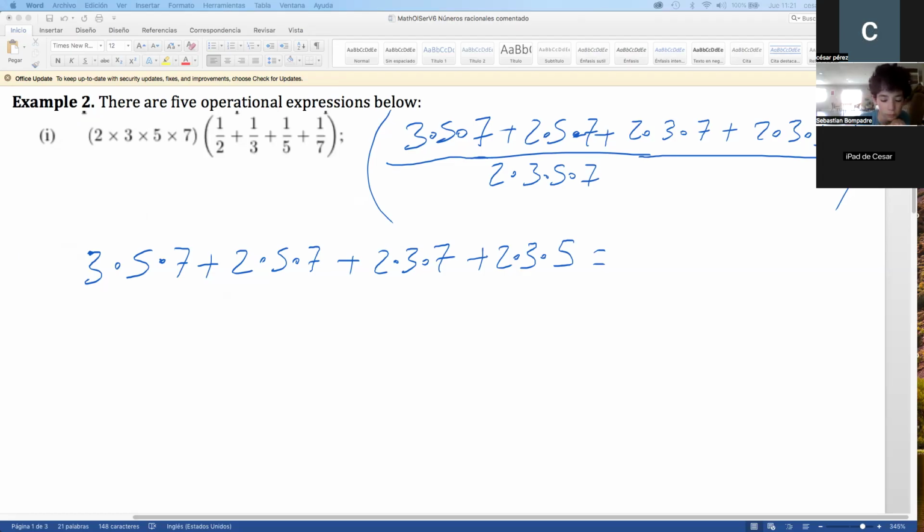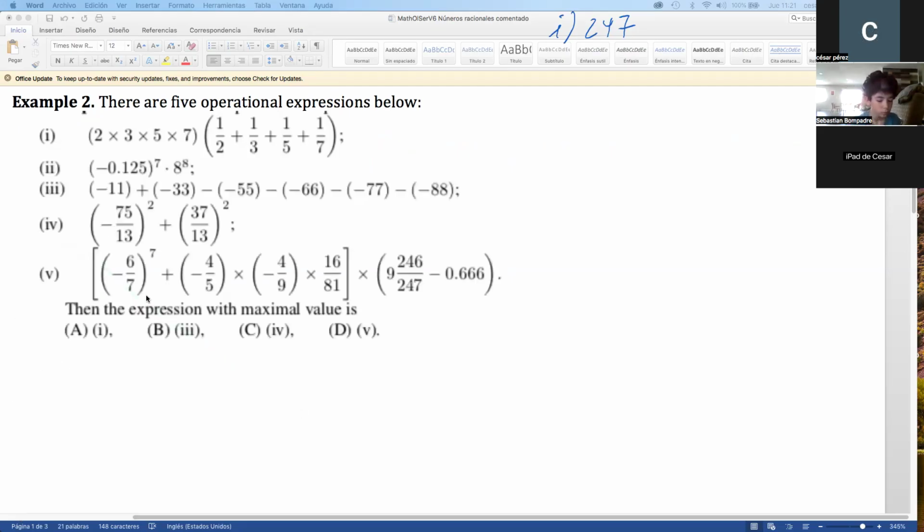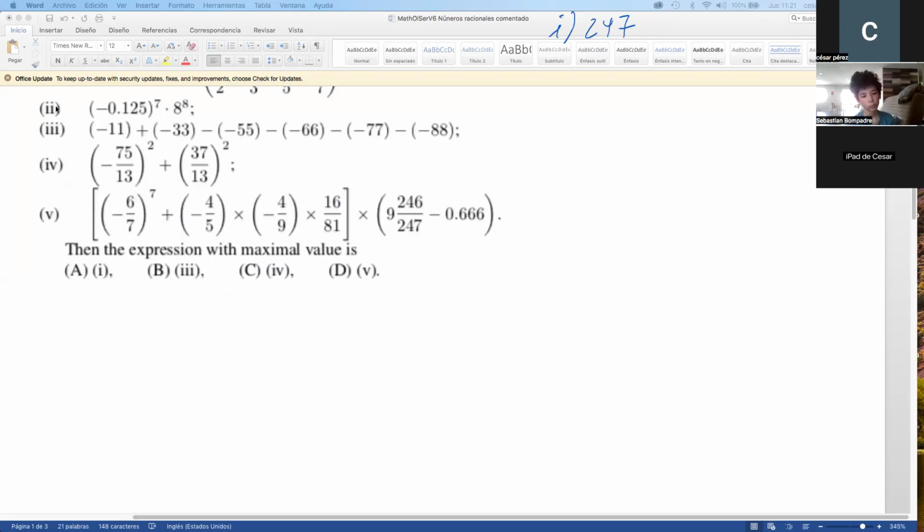247. Yes, that's right. 247. Okay, now let's try 2. And we're going to try to find the easiest way to solve this.